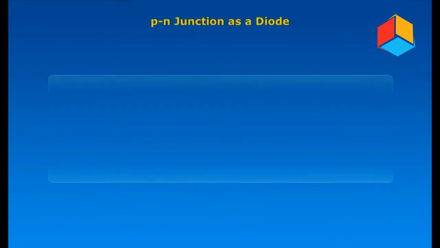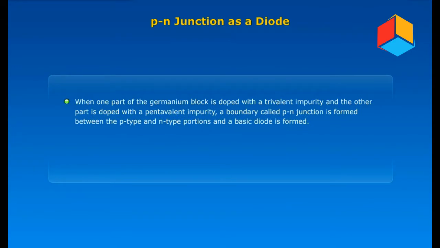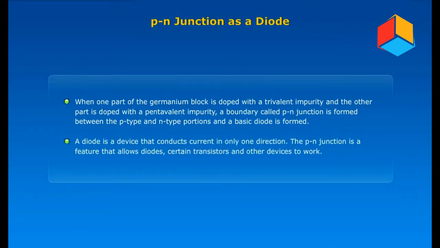PN junction diode. When one part of the germanium block is doped with a trivalent impurity and the other part is doped with a pentavalent impurity, a boundary called the PN junction is formed between the P-type and N-type portions, and a basic diode is formed. A diode is a device that conducts current in only one direction. The PN junction is a feature that allows diodes, certain transistors and other devices to work.